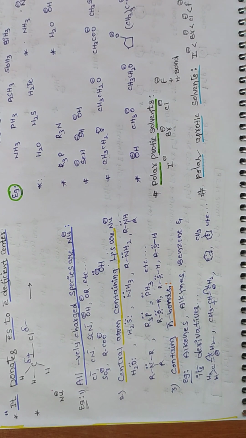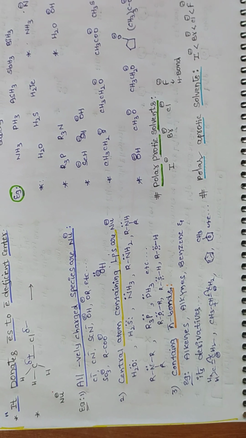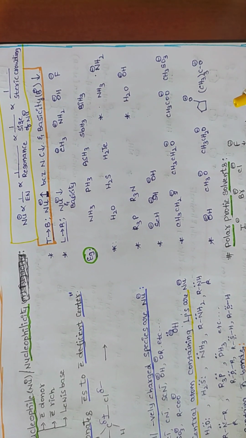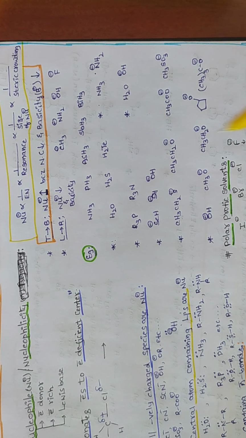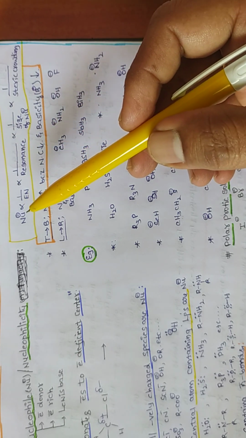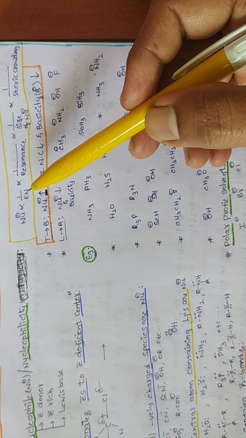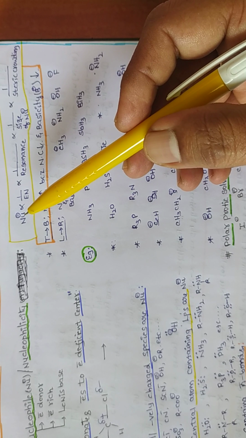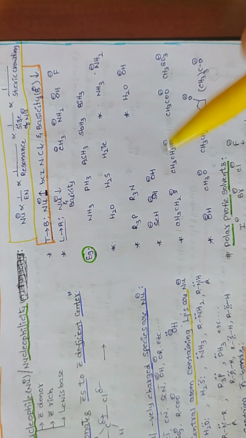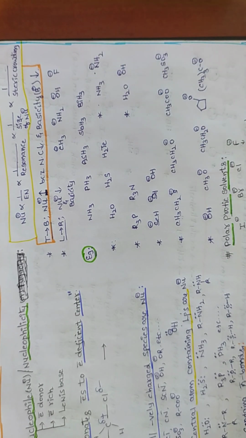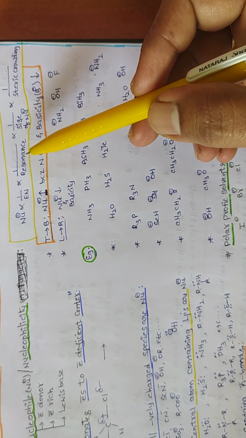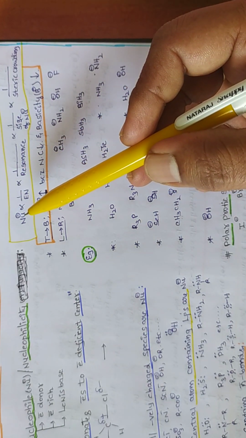Now in this we'll see some examples based on nucleophilicity. Nucleophilicity mainly depends on these factors. The species which are less electronegative have more nucleophilicity. Nucleophilicity is the ability of a species to donate electrons to electron deficient centers. Next, the more the resonance, the less the nucleophilicity.